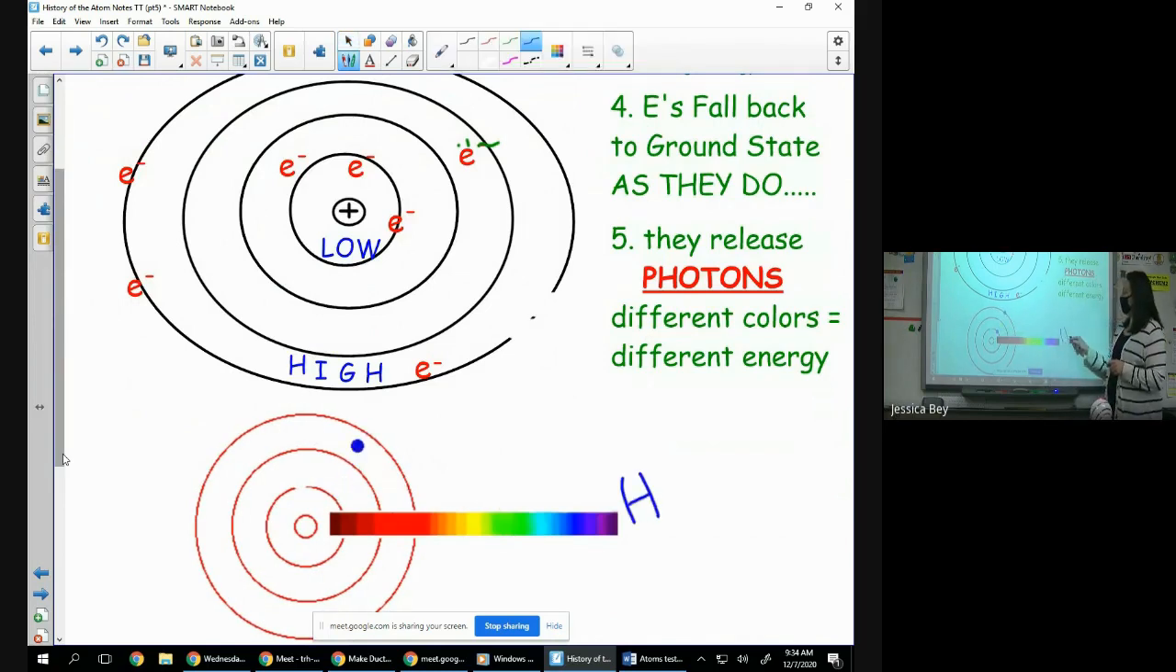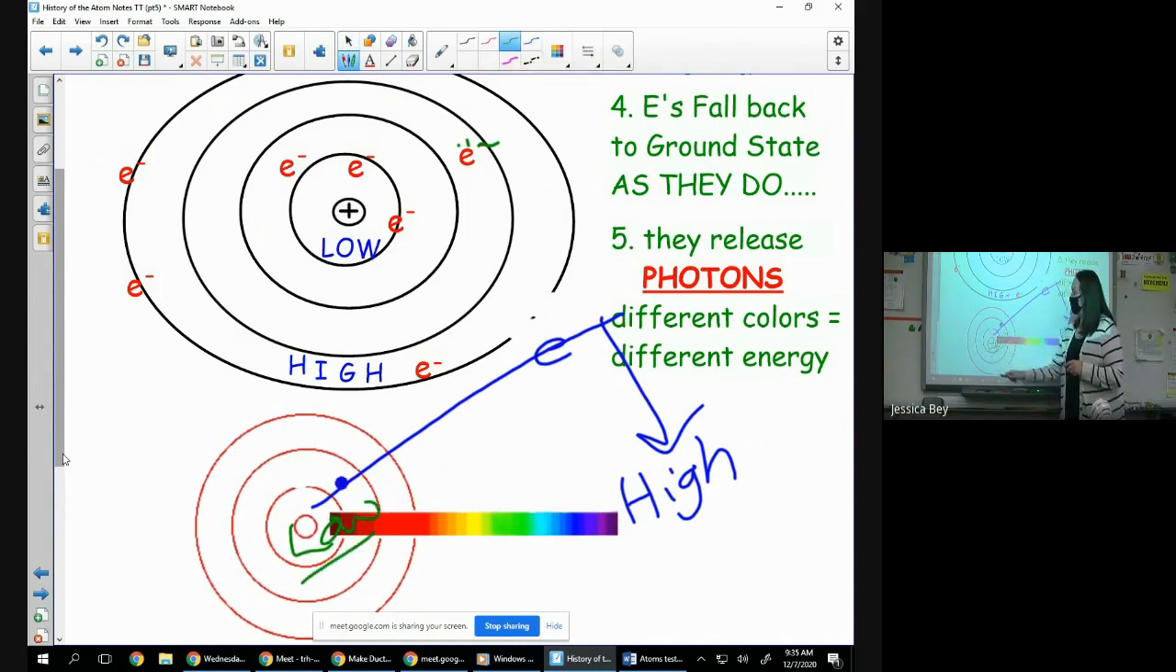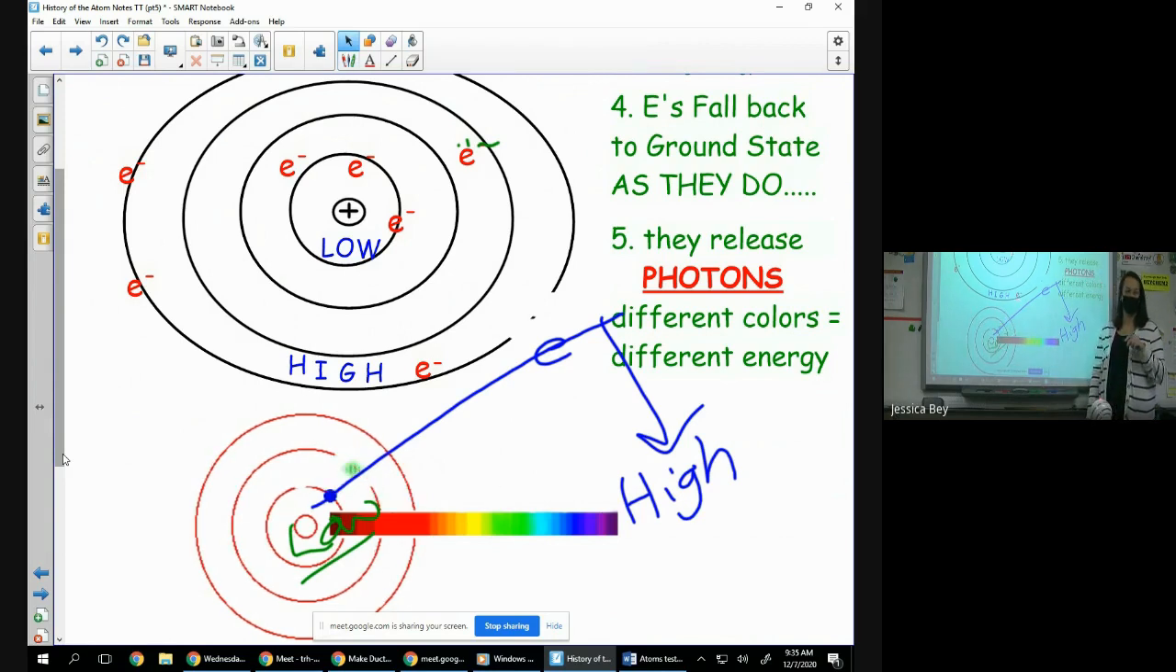Remember, high amount of energy is near the UV. So if an electron fell from a really far length, that would be a blue color or a purple color. Low energy is red. So this was a lot of stuff we did last week. Hopefully you're feeling good with that.